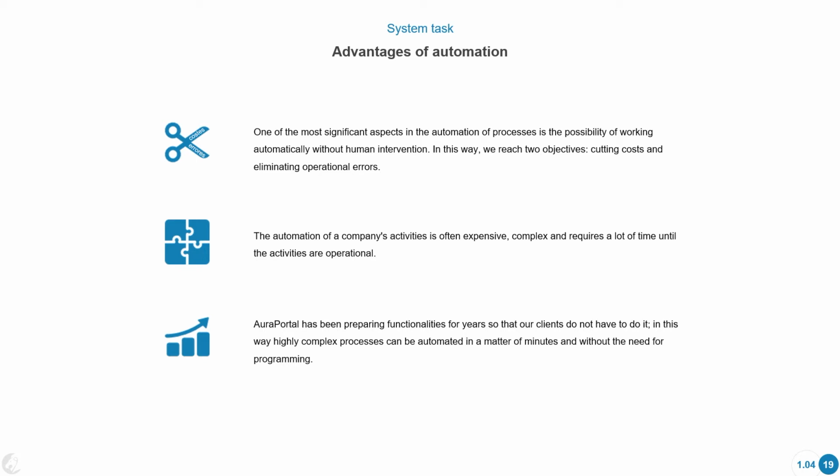The automation of a company's activities is often expensive and complex. It requires a lot of time until the activities are operational. But this is because in most systems, automation is something quite difficult to achieve. Autoportal has been preparing functionalities for years now, and we've got so many features that allow us to perform different types of automations that clients aren't going to have to do this. It's already prepared. All they have to do is select what automation they want to apply in a system task.